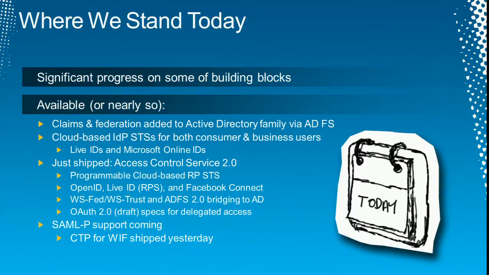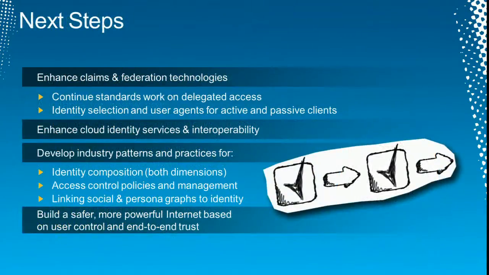Microsoft just shipped yesterday extensions to our Windows Identity Foundation that allow you to do SAML-P, both creating relying parties and accepting incoming claims. I believe it has support for being an IDP as well, but I'm not sure about that. But I can help you find the download. It was just announced yesterday. So that's happening. But what do we have to do in the future?